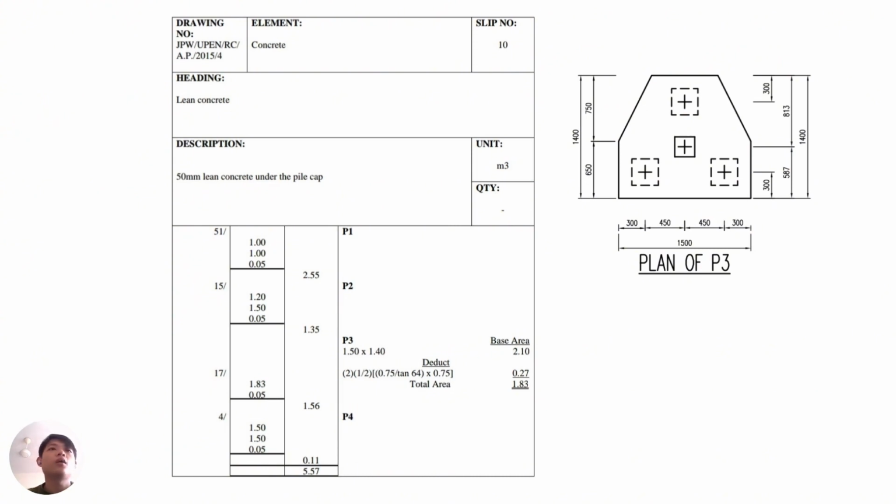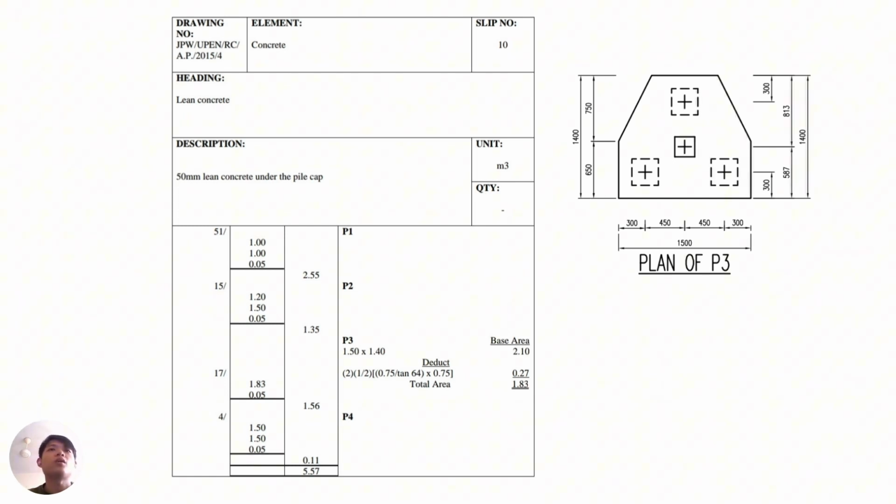For P1, 1.0 is the length and the width. The 0.05 is the blinding concrete under the pile cap, and the 51 is the number of P1 on the drawing there. So the total volume for all 51 P1 is equal to 2.55. Same goes for P2, P4, P5, and P6. We can calculate using the same method.